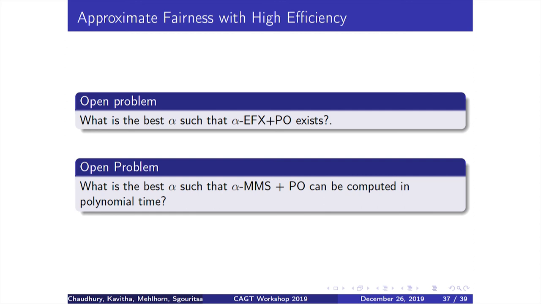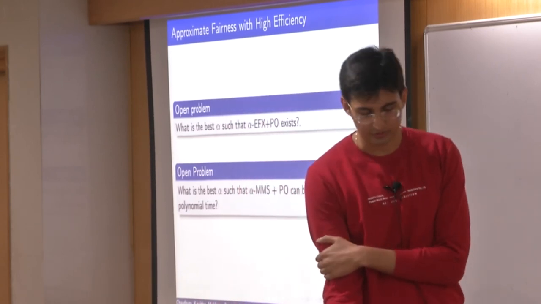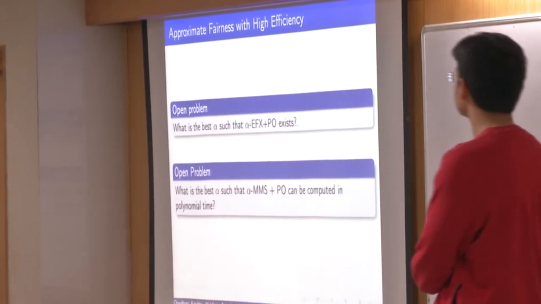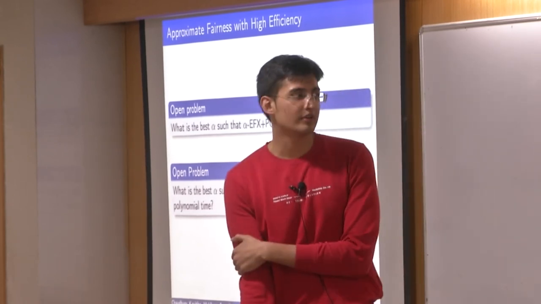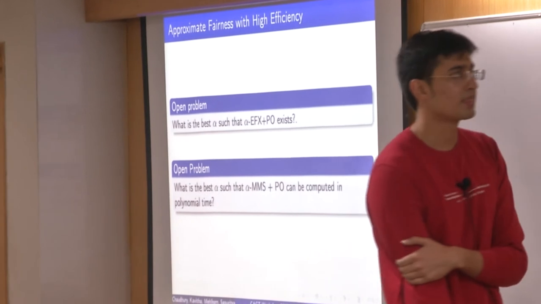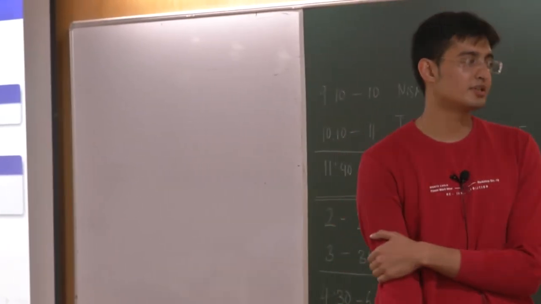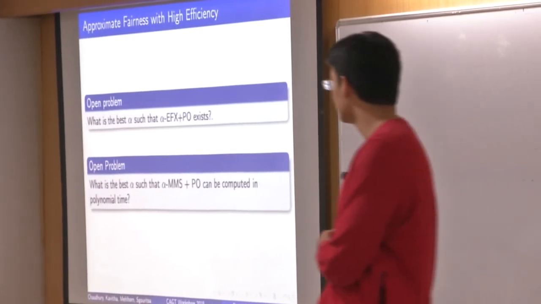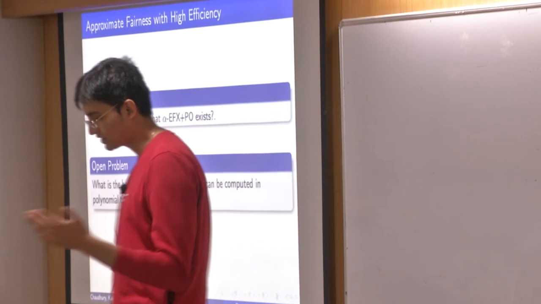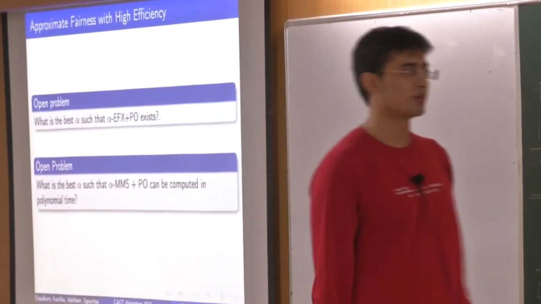When you're looking at EFX, maybe Pareto optimality, like we said earlier, is difficult to achieve. But what about approximate EFX with Pareto optimality? We do not know the best alpha such that alpha EFX with Pareto optimality exists. On the contrary, we know that for any approximate MMS, we can guarantee that with Pareto optimality. However, none of the approximations for MMS, the half, the two-thirds, the three-fourths, guarantee you Pareto optimality.